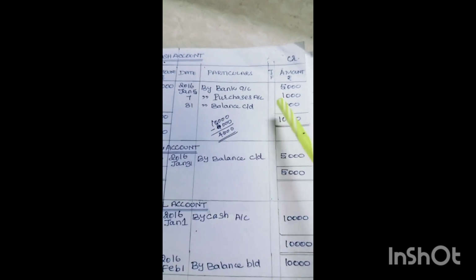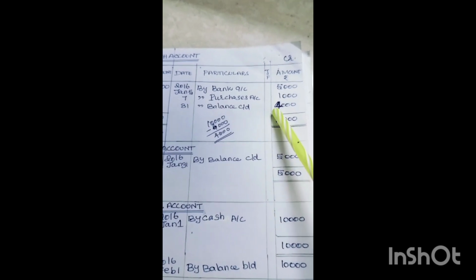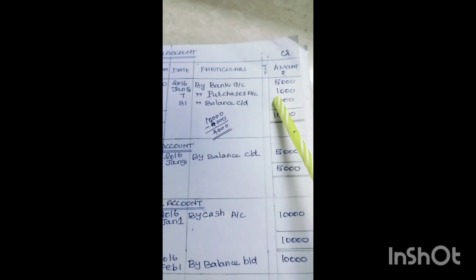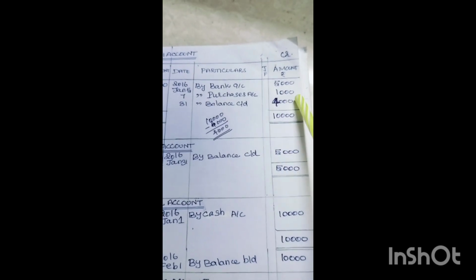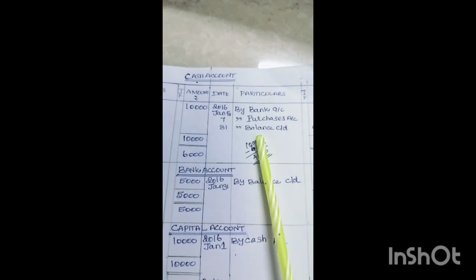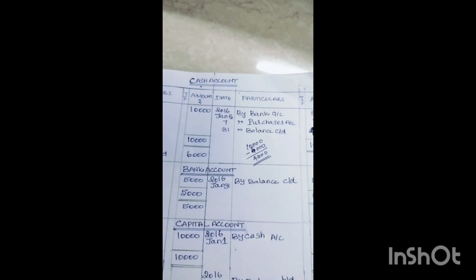This is the difference. So what do we do? We have to balance it now. For that, we enter 4,000 rupees on the credit side amount column. Then we need to close the cash account, because we posted all the cash account from journal to ledger. Now we close the cash account.